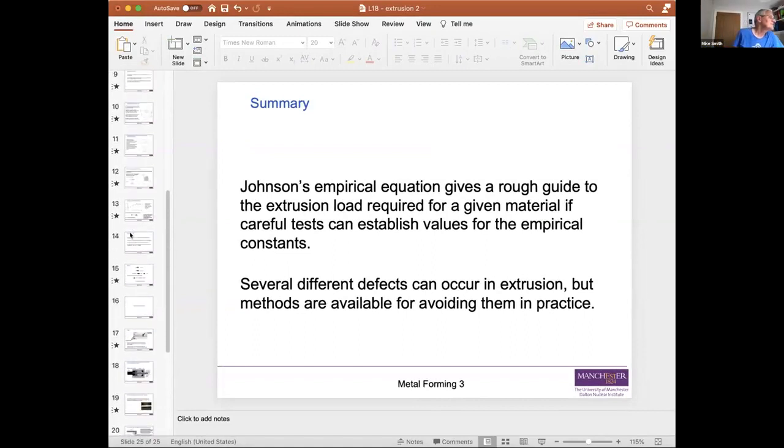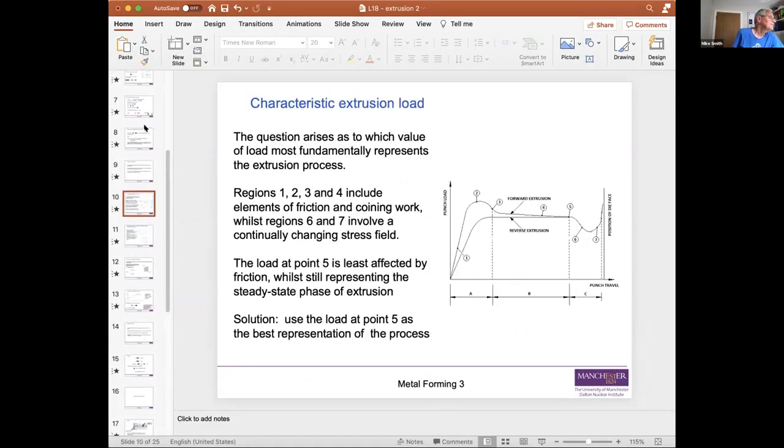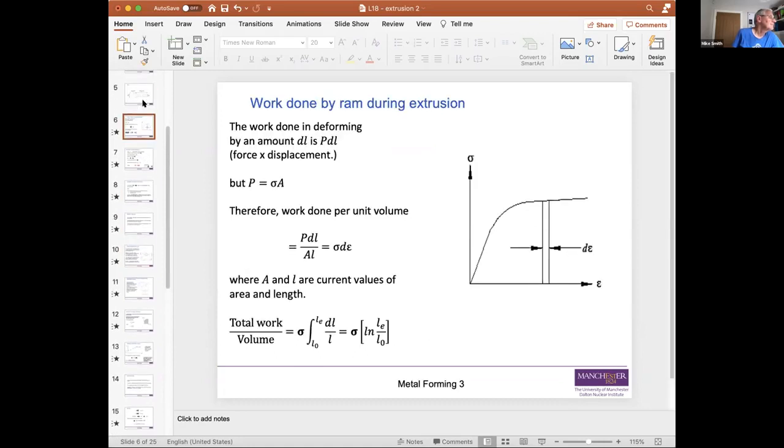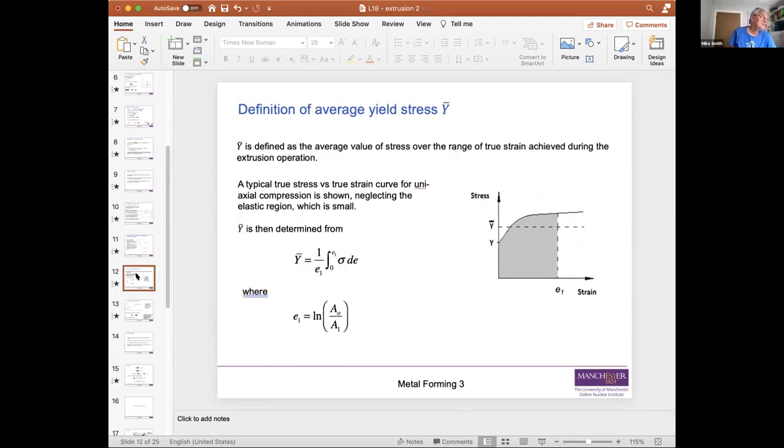So if we go to the flow stress definition slide, here's the definition of the flow stress, the average yield strength. The definition we gave for flow stress yesterday was the stress you need to generate further plastic deformation for it to continue to deform. If you look at a classical stress strain curve with a yield strength and then a rising plastic hardening slope, it's clear that the flow stress goes up as the strain goes up. So for a simple calculation, we want to know what the average value of the flow stress is.